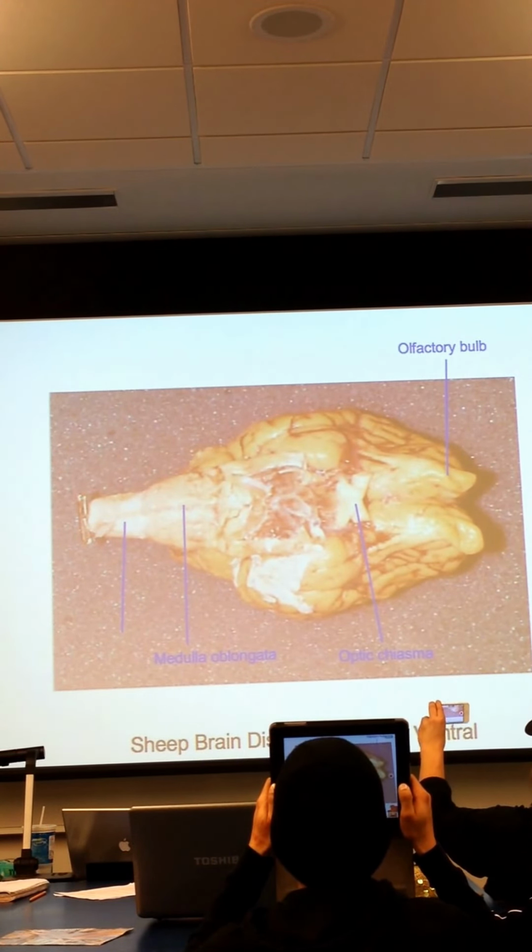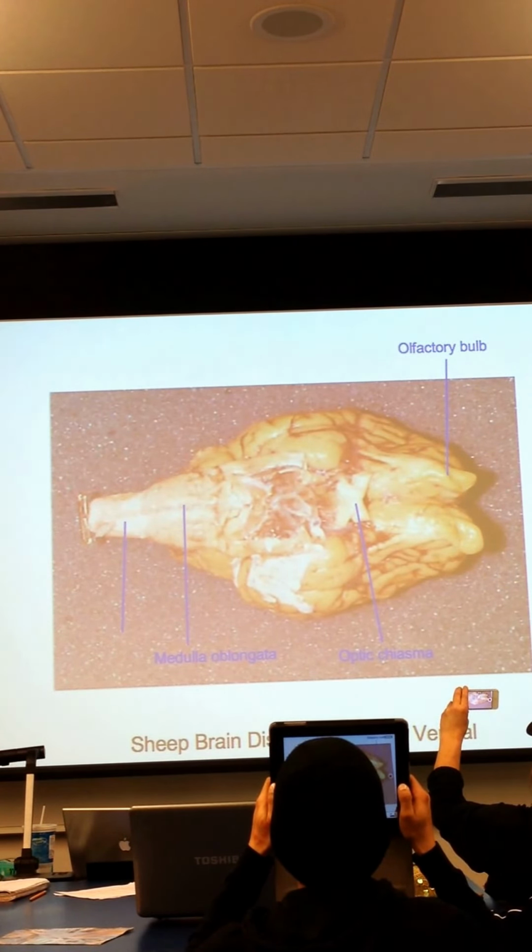That's the medulla. The pons is in here. It's hard to see from a picture because it's not three-dimensional, but the pons is actually a bit more projected and lobular outwards. That makes that the brainstem.